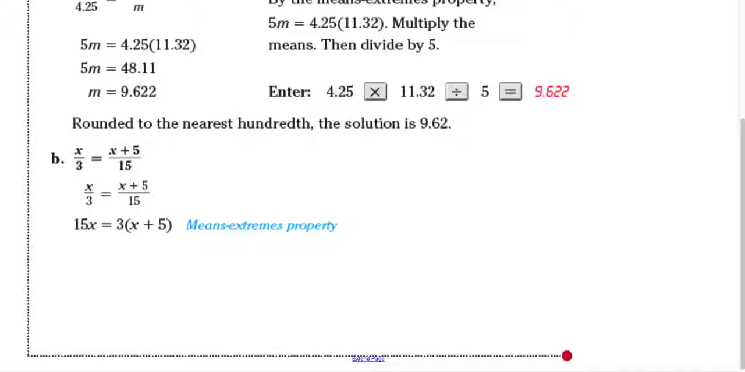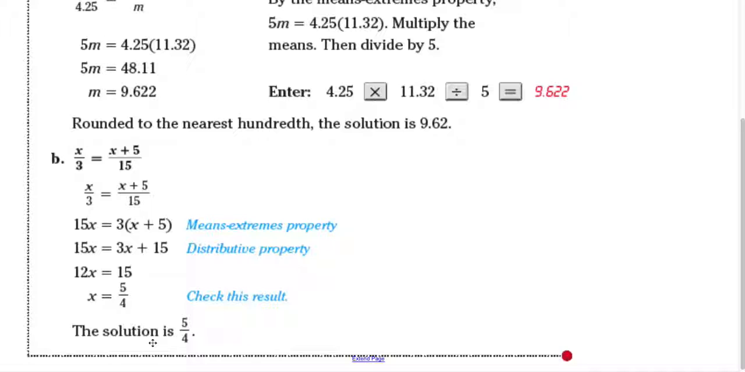Important here, do not forget to put parentheses when you're multiplying your means. If you forget the parentheses, that will be wrong because you are not going to distribute the 3. Having done that, we distribute the 3: 15x equals 3x plus 15. We now have variables on both sides. Let's get rid of one of the variables by subtracting 3x from both sides. I end up with 12x equals 15, and then I simply solve for x by dividing both sides by 12. I end up with x equals 5 over 4. I leave the check up to you. The solution is x equals 5 over 4.